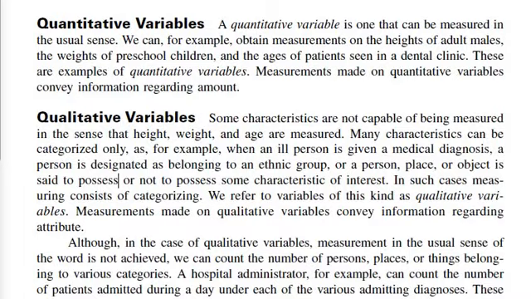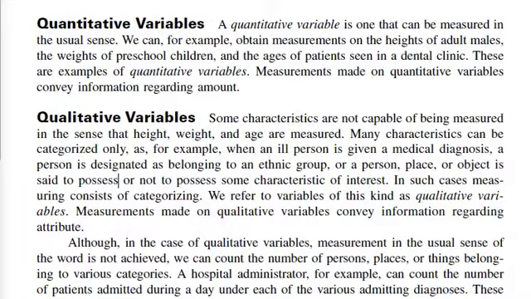Quantitative variables. A quantitative variable is one that can be measured in the usual sense. We can, for example, obtain measurements on the heights of adult males, the weights of preschool children, and the ages of patients seen in a dental clinic. These are examples of quantitative variables. Measurements made on quantitative variables convey information regarding amount.